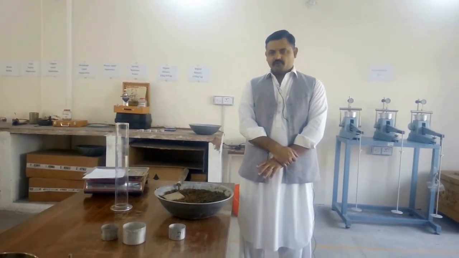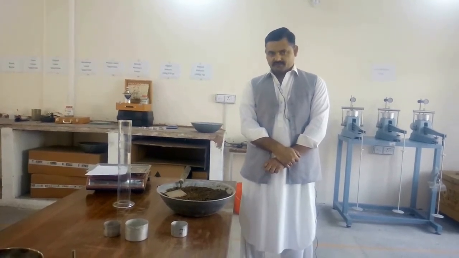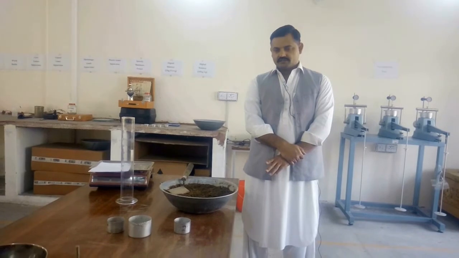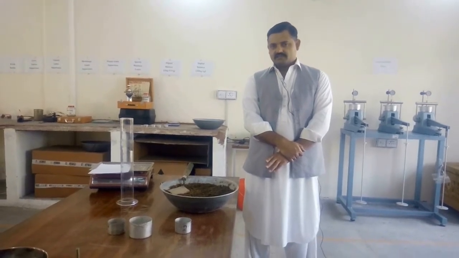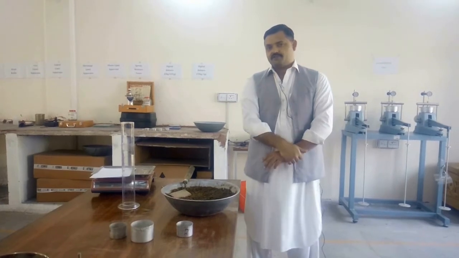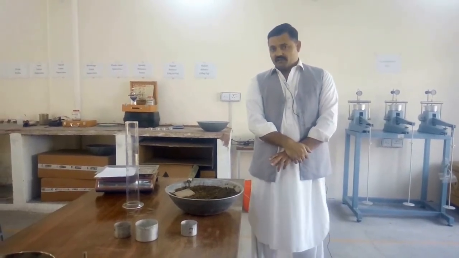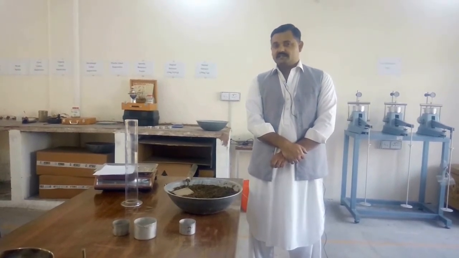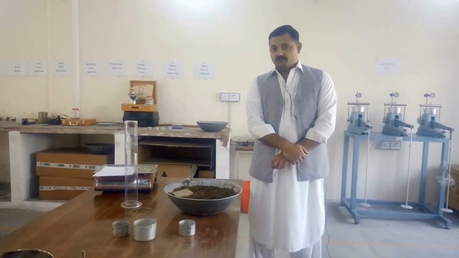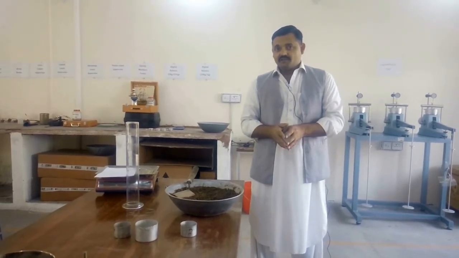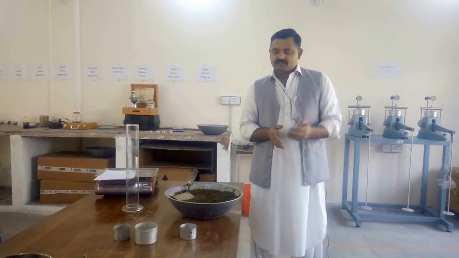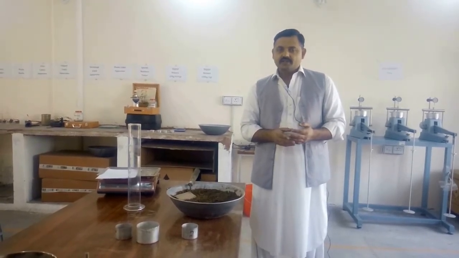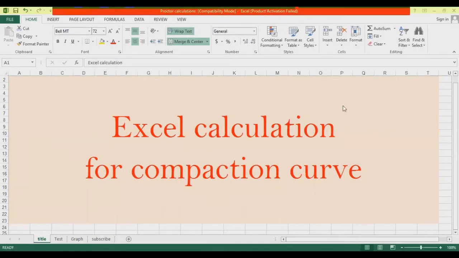Then that will be the point where we will stop the test, because at that particular instant the water present inside the soil sample will be more than in the previous test. Okay, and as you know, the unit weight of water or the density of water or the specific gravity of water is less than the soil grains. So that's why the wet density and the dry density of the soil will start decreasing and we will stop the test. Now guys, the lab data will be transferred to Excel for plotting a compaction curve.